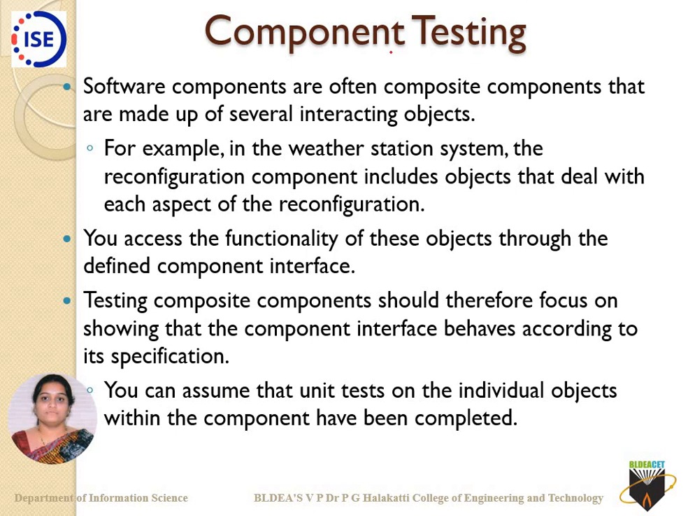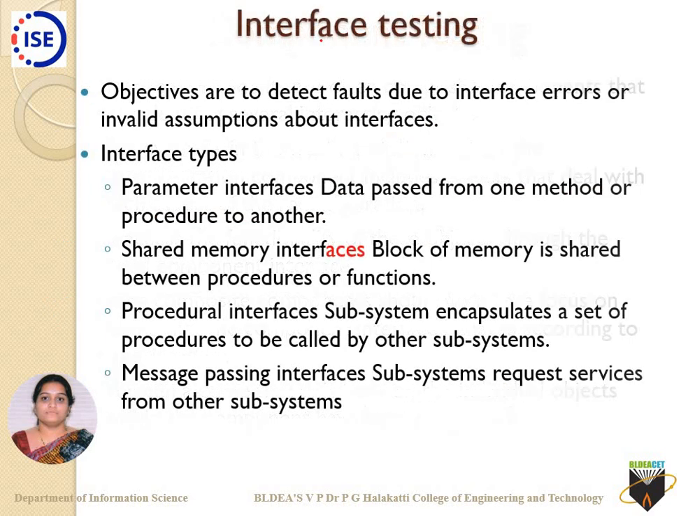Okay, so next comes component testing. As I said, your individual software components are often composite components and they have to be tested. For example, if I take a weather station system, reconfiguration includes objects that deal with each aspect of the reconfiguration. You assess the functionality of these individual objects, whether they are working properly or not, and the component interfaces. Testing composite components should therefore focus on showing that the component interface behaves according to its specification. We can assume that unit tests on individual objects within the component have been completed. Okay, so this is component testing.